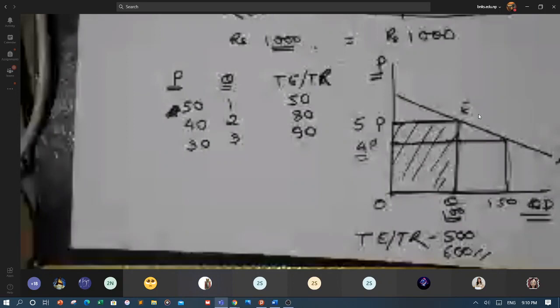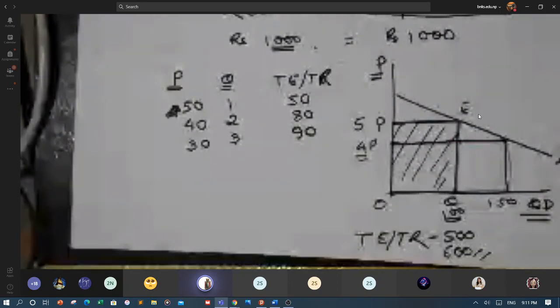Okay, Jishan, what will happen to the total expenditure in the case of a good if the price increases? If the good is relatively elastic? Sir, it decreases. Decreases. Total revenue decreases.